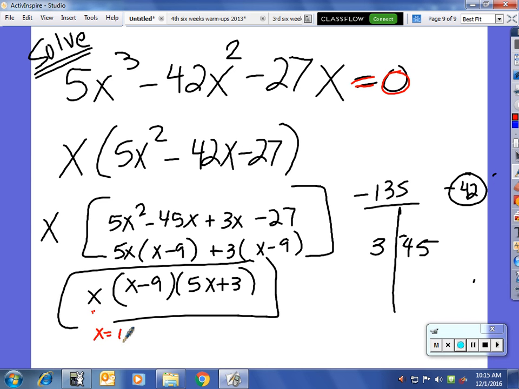I'd have to set each little factor equal to 0, and I'd have to keep solving. So what would my three solutions be? 0, 9, and negative 3/5.